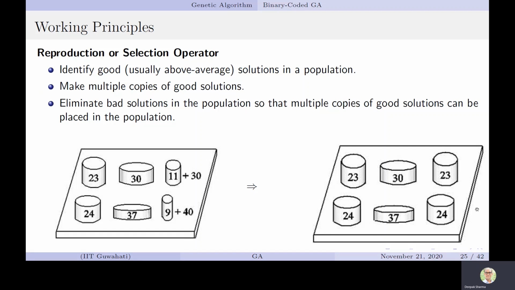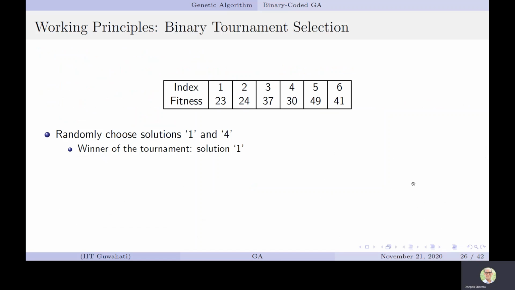Now let us see how we can do it. There are many operators which can be used for selection. Here we are discussing just one of them. That one operator is called binary tournament selection. I have chosen this particular operator because it has been used in many studies and people still use it because it is quite efficient. So let us understand what the binary tournament selection operator is.